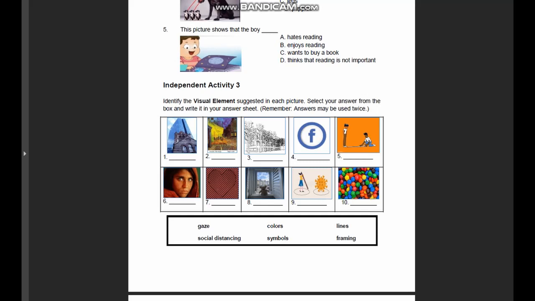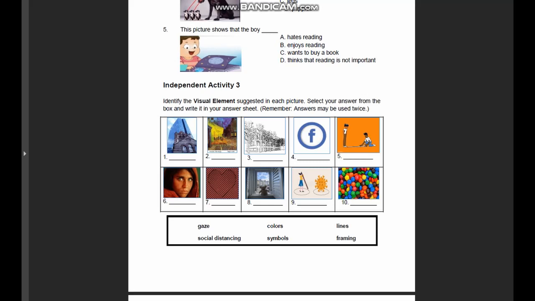You can choose your answer from the box. Number 4. This photo of Facebook suggests what kind of visual element? Next, number 5. A picture of two people suggests what kind of visual element?